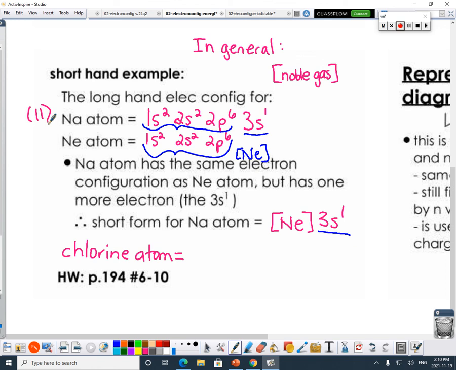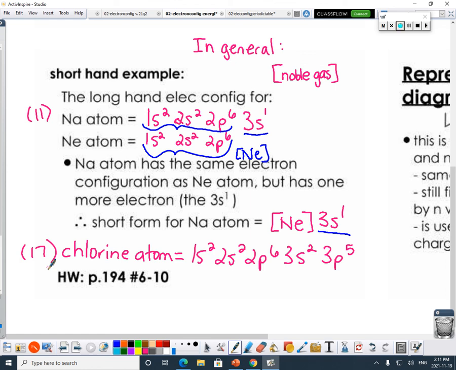So that would mean 1s2, 2s2, etc., 2p6, 3s2, and then 1, 2, 3, 4, 5. That's 17. 2 plus 2 is 4, plus 6 is 10, plus 2 is 12, plus 5 is 17. You would know that chlorine has 7 valence electrons. In the third, there are 7. There's lots of ways to check your answer.